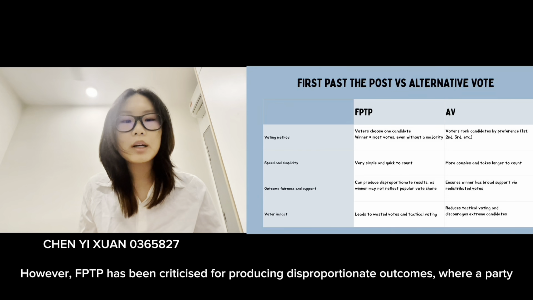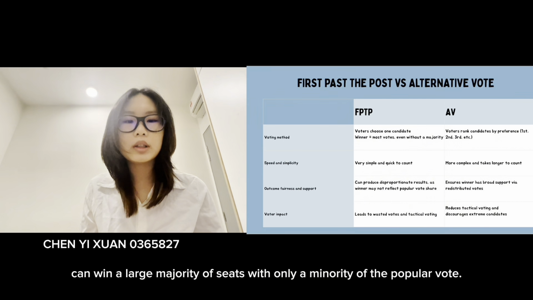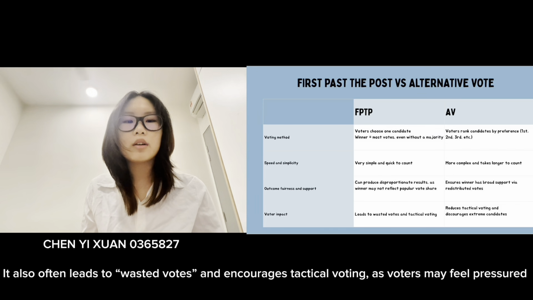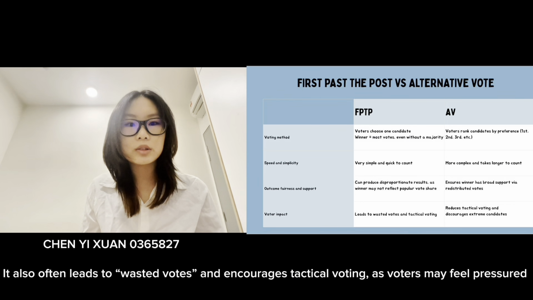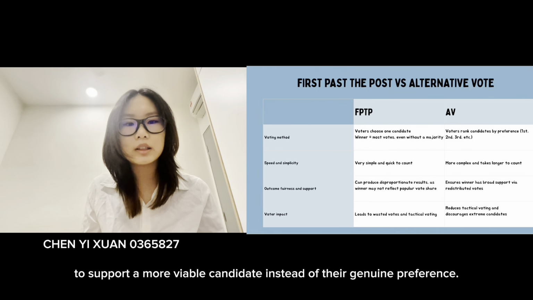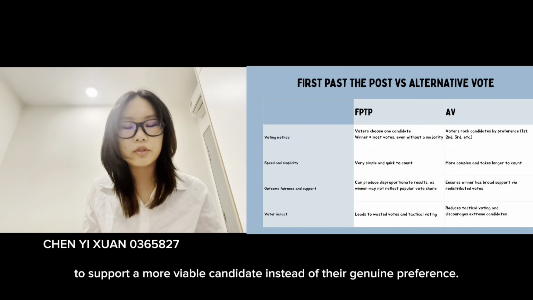However, first past the post has been criticized for producing disproportionate outcomes where a party can win a large majority of seats with only a minority of the popular vote. It also often leads to wasted votes and encourages tactical voting, as voters may feel pressured to support a more viable candidate instead of their genuine preference.